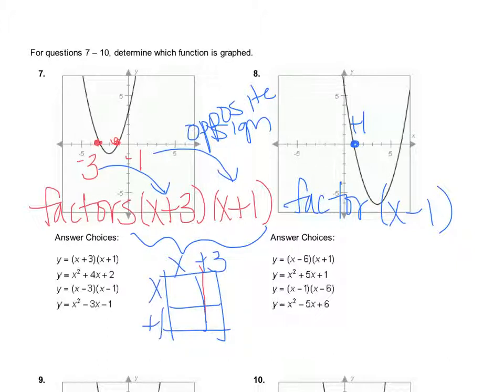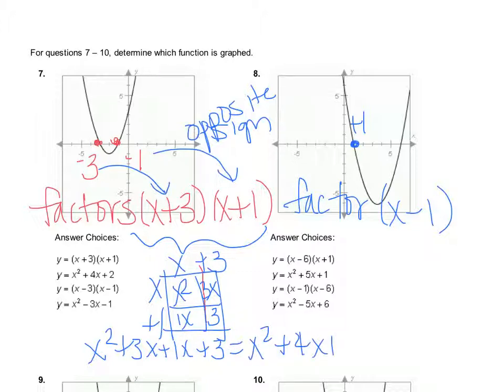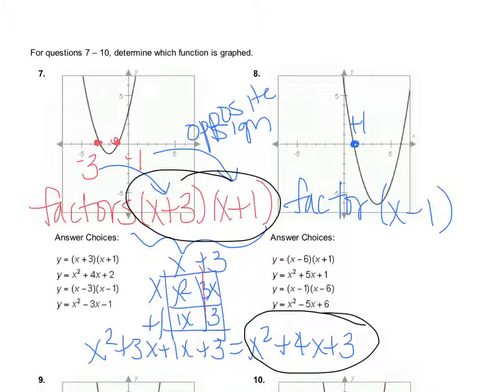So you get x times x, which is x squared. 3 times x is 3x, 1 times x is 1x, and 3 times 1 is 3. So I have x squared plus 3x plus 1x plus 3. 3x plus 1x is 4x. So I have x squared plus 4x plus 3, and that would be my final answer. So what you want to look for in your answer choices is to see if this part shows up or this part, or both. In this case, we only have one of them, the x squared plus 3x plus 1.